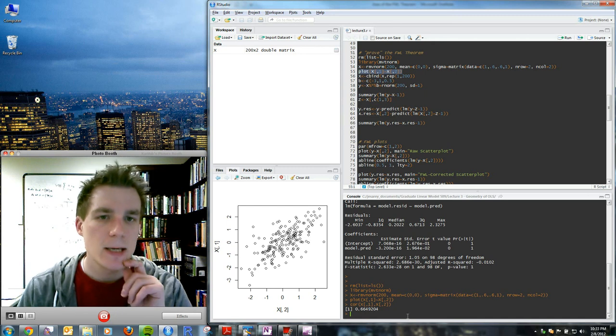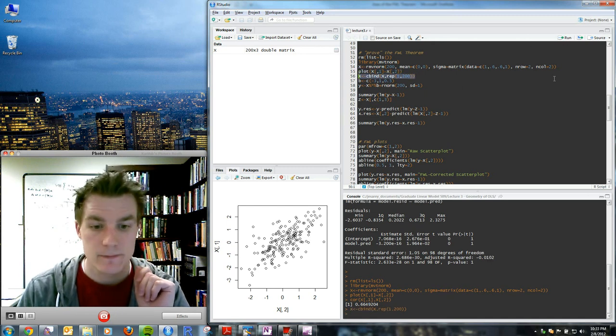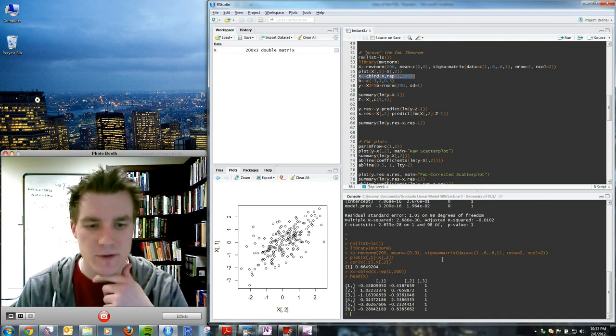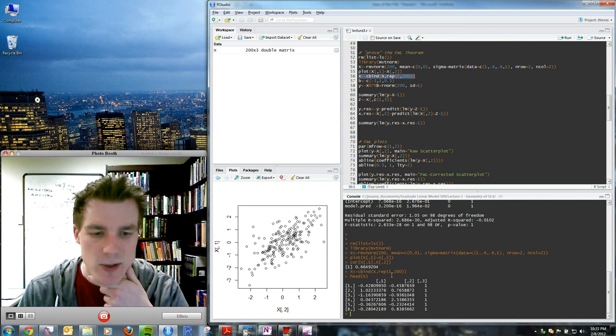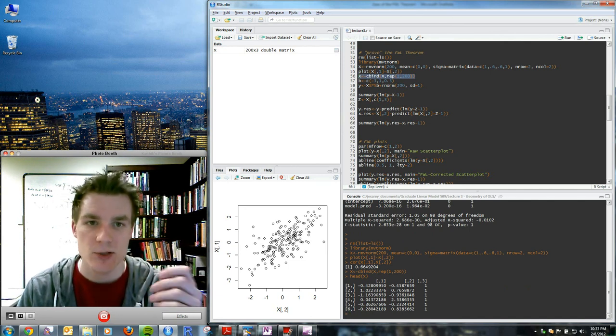So, okay, now what I want to do is bind a constant variable to x. Now if I look at the head of this, the first few rows of x, you'll see I've got x1, x2, and then this constant vector. This is the constant term in a regression.